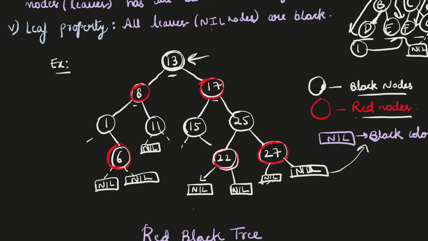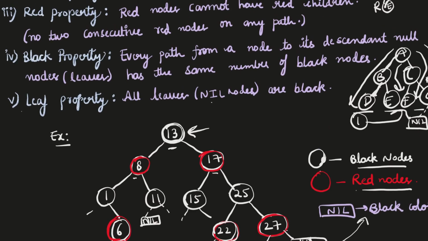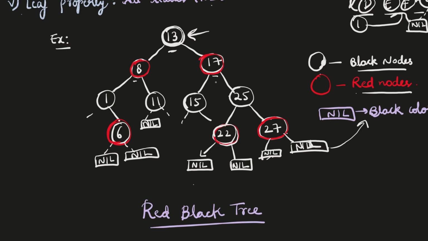Coming to the third property, it says red nodes cannot have red children. Here the red nodes are 8, 6, 17, 22, 27, so they cannot have red children. 15 and 25 are the children of 17. They cannot be red in color because their parent is red, so that's the reason they have to be black. So it has satisfied this property also.